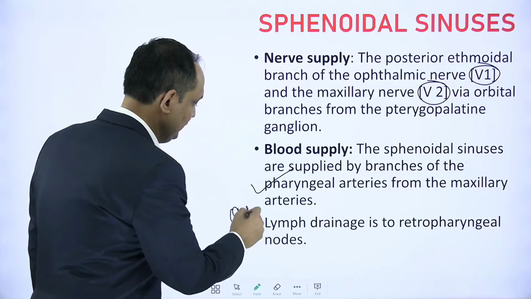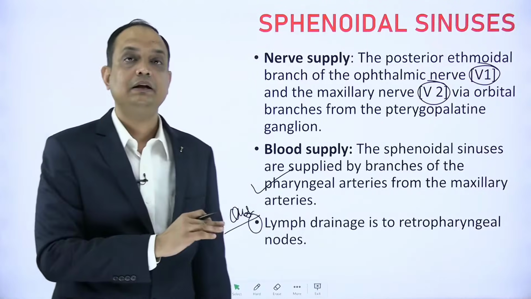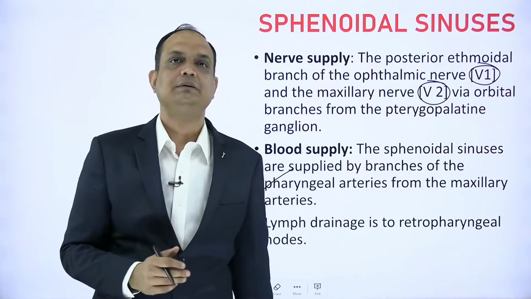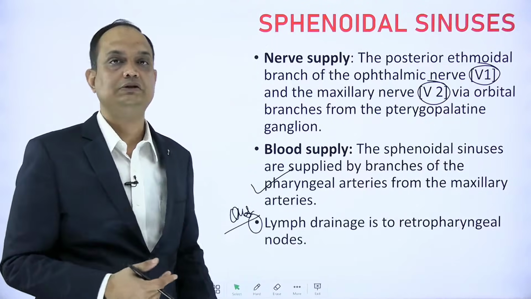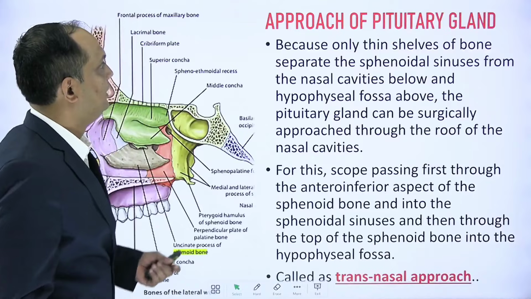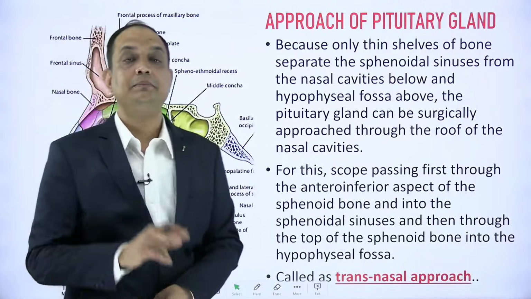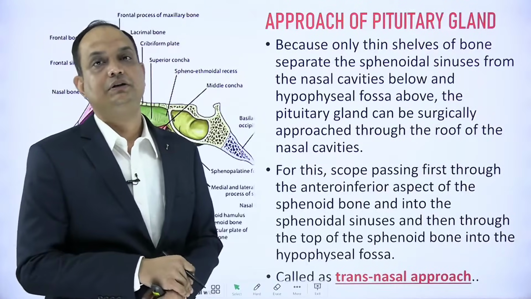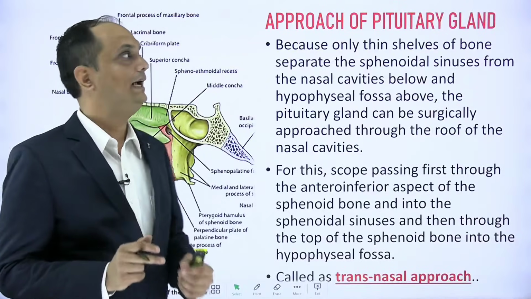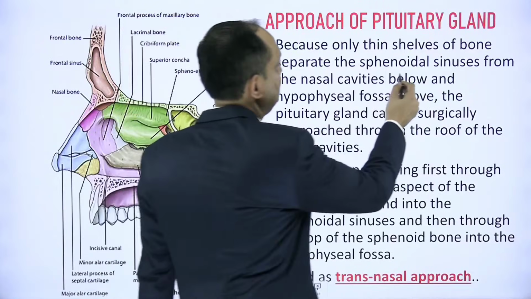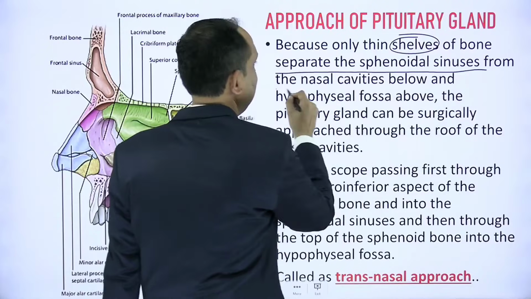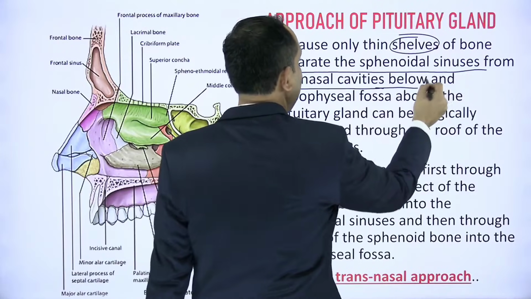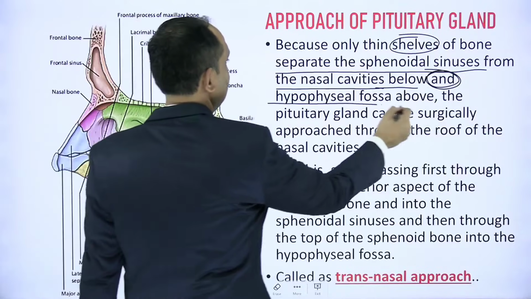This is again an important question, because you have seen the remaining sinuses drain into the submandibular group, but the sphenoidal sinus drains into the retropharyngeal group of lymph nodes. So there is an important clinical relation of the sphenoid sinus, because only a thin shell of bone separates the sphenoid sinus from the nasal cavity below and the hypophyseal fossa above.